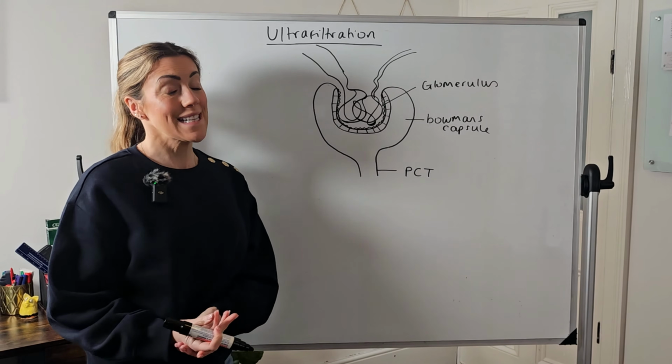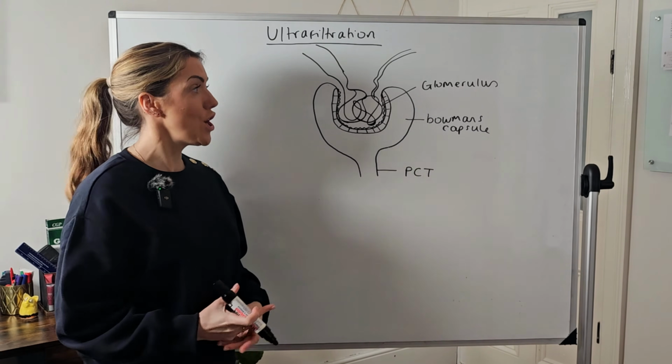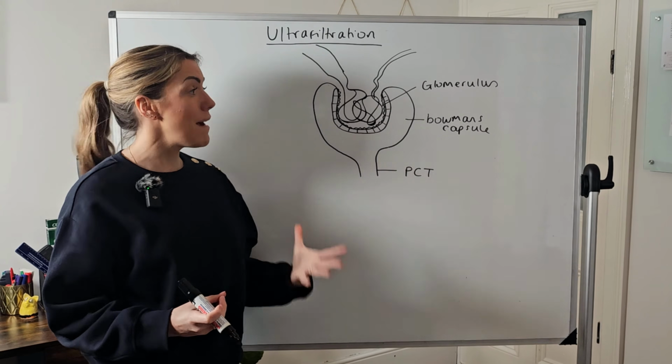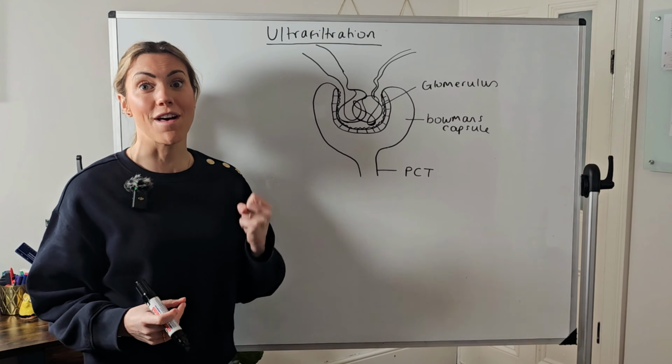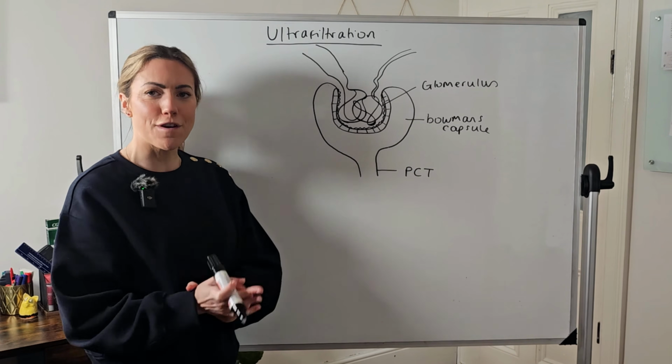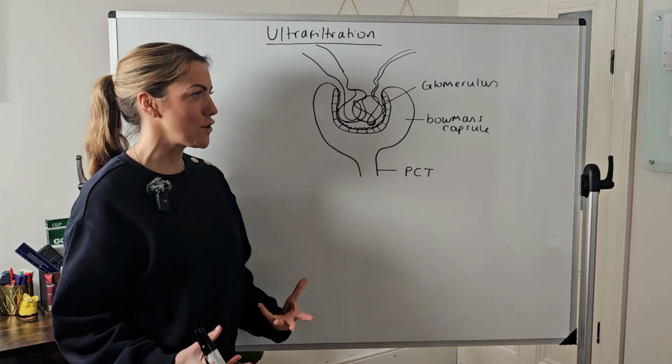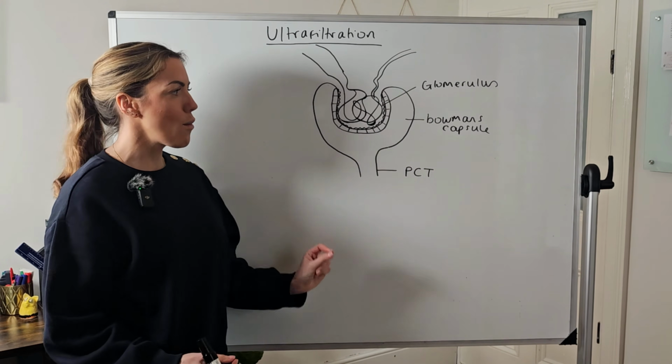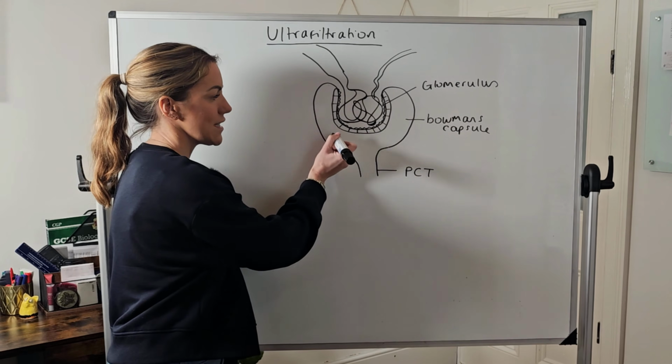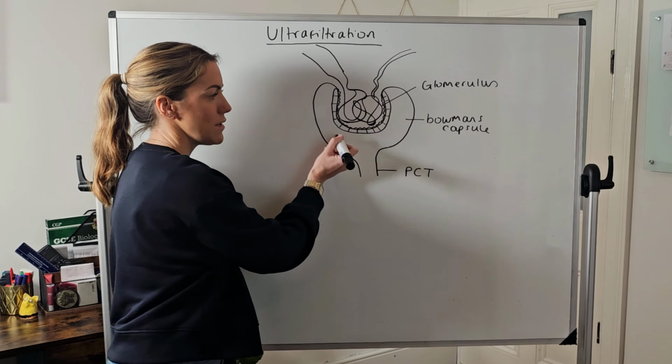In this video, we're going to explain how ultrafiltration occurs in the glomerulus and in the Bowman's capsule of the nephron. So this is the first part of the nephron. It's the first part of your story. Let's just make sure we know what we're looking at. So this is the start of the nephron. This is the Bowman's capsule.